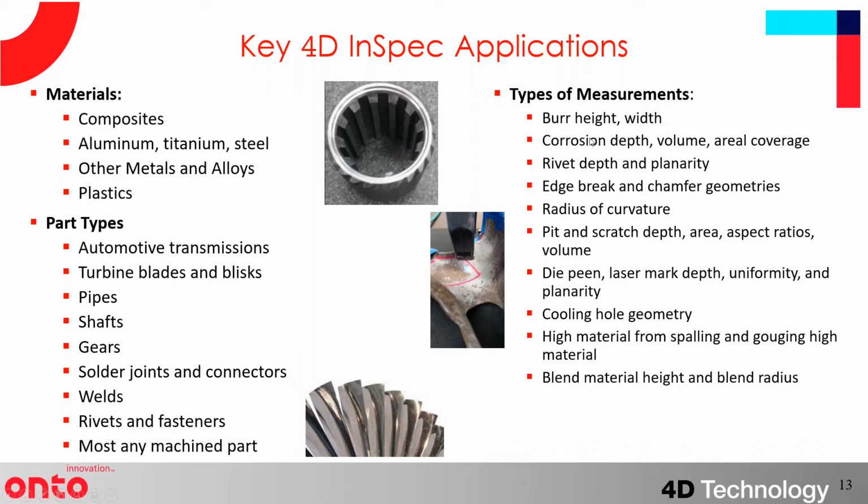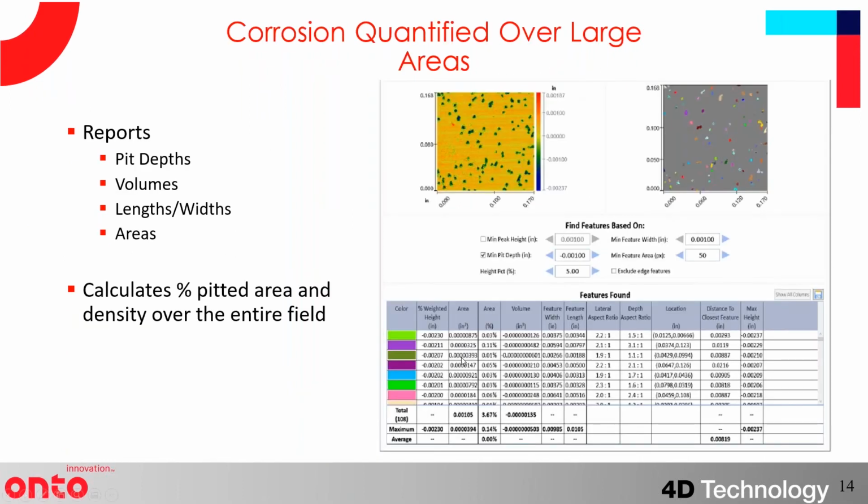And also you can do all sorts of different calculations with three-dimensional results that you really can't with single two-dimensional results. So you can do burr height, width, volume calculations, look at corrosion depth and aerial coverage, rivet and fastener depth and planarity, edge break and chamfer geometries, radii of curvature, etc. I won't go through them all, but you get a lot of capability when you use a non-contact three-dimensional device. And again, one that's designed to go to the part rather than having the part come into a lab.